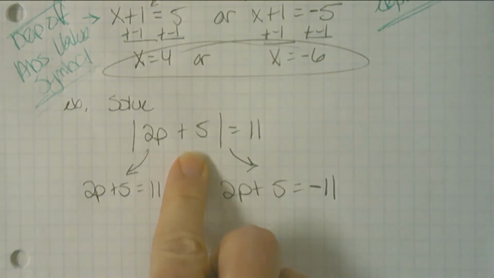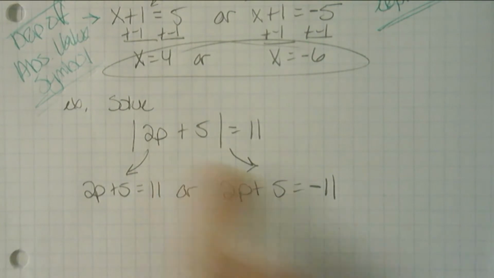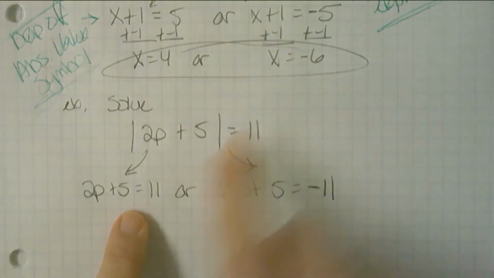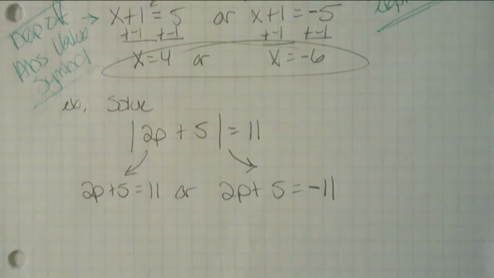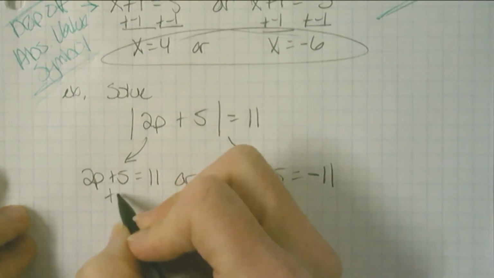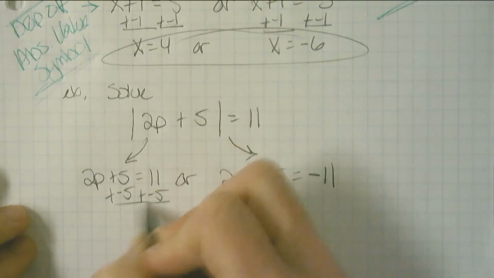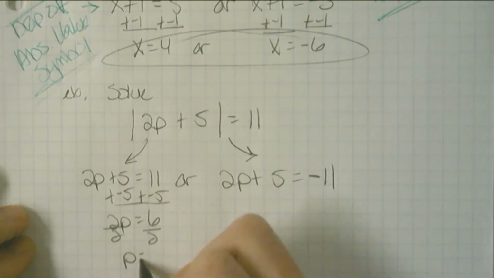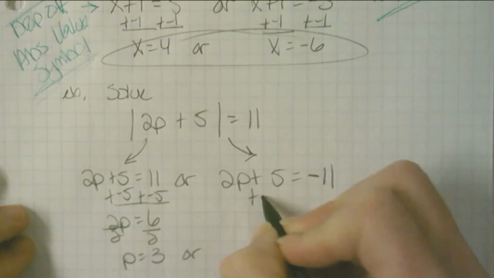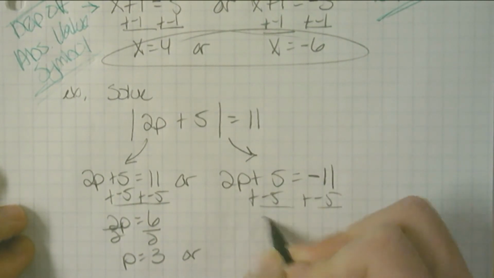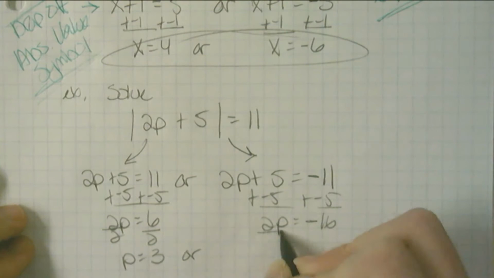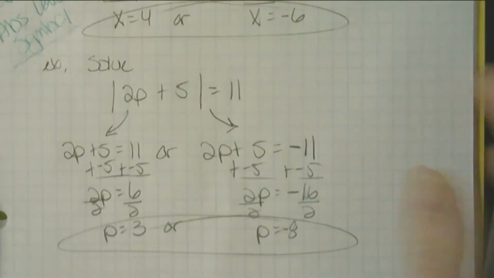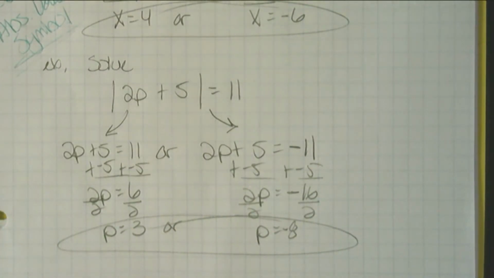The numbers inside the absolute value do not change. It's just that we take that value on the other side and we make that expression equal to that value or its negative. And now we solve it. So I got p is equal to 3 or p is equal to negative 8.